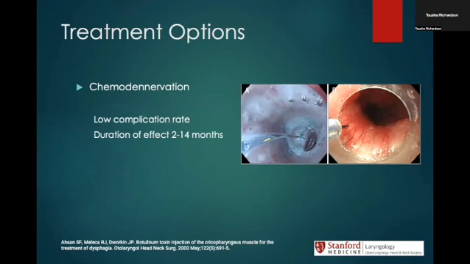Chemodenervation, we principally refer to the use of Botox injected into the upper esophageal sphincter. This relaxes the muscle. Again, it's a fairly minimally invasive, low-risk thing to do. The duration of the effect is like dilation, somewhat limited, and may vary from study to study from 2 to 14 months, depending on how much Botox you put in there.